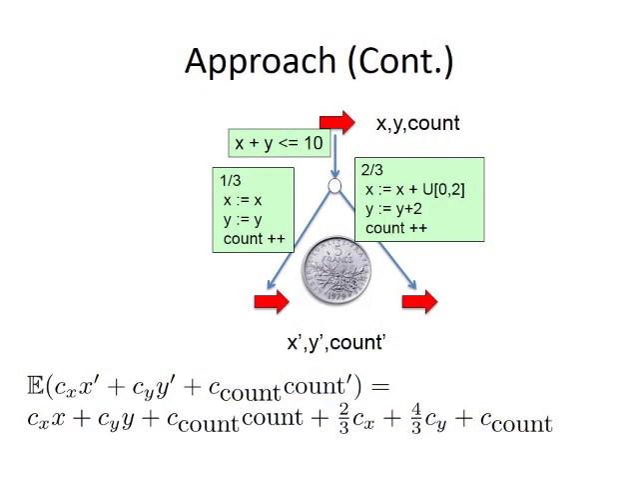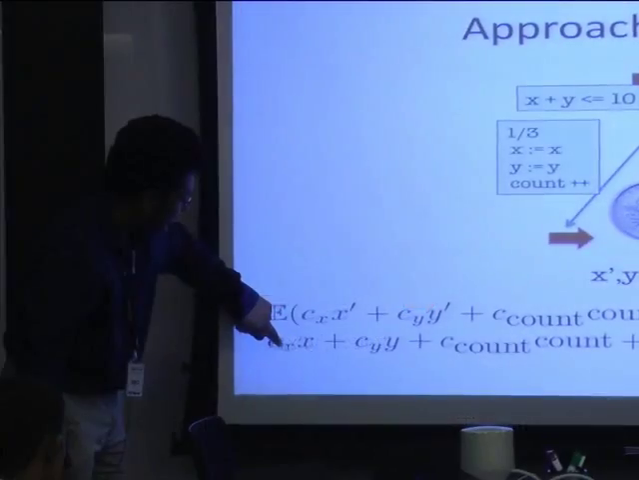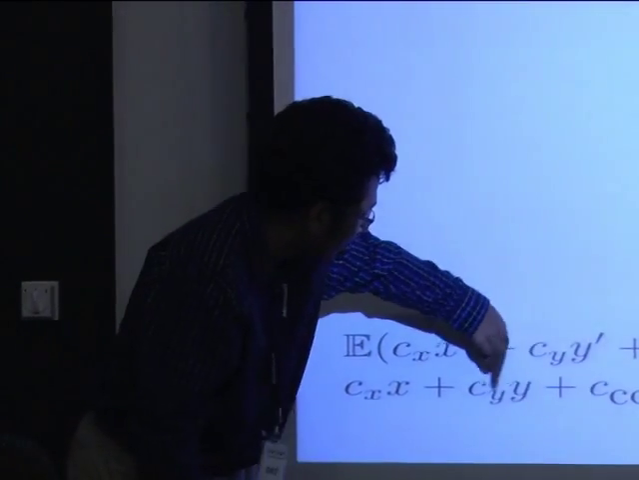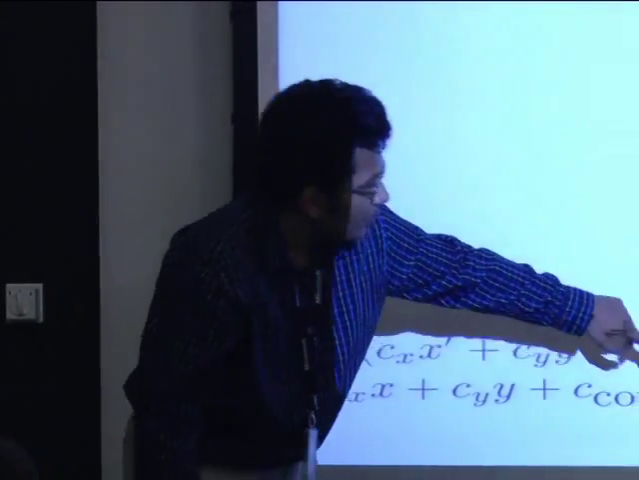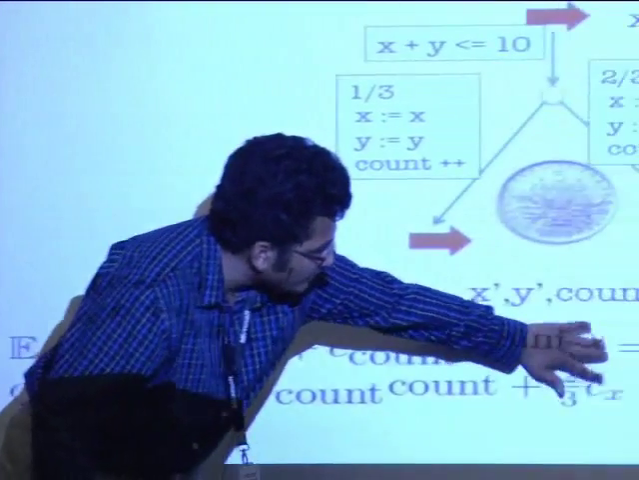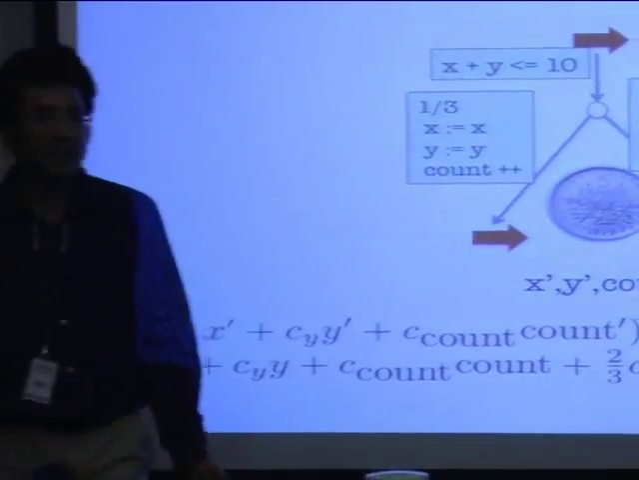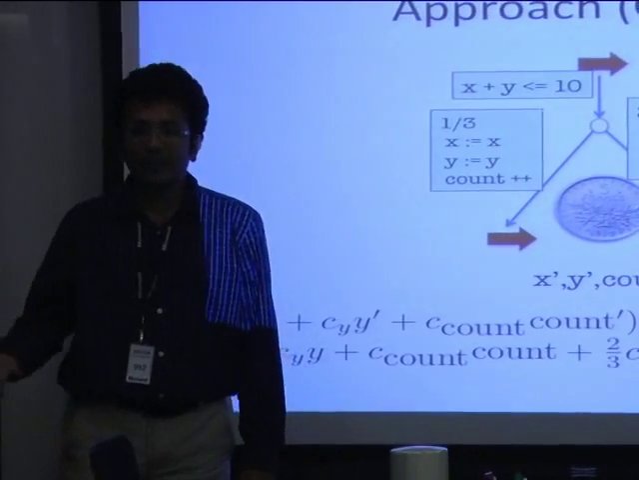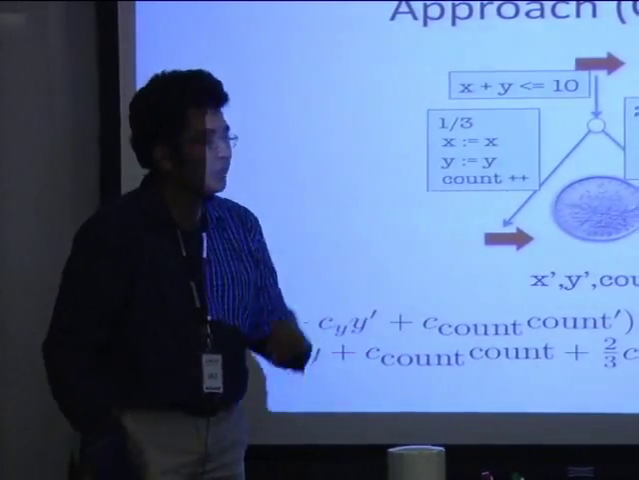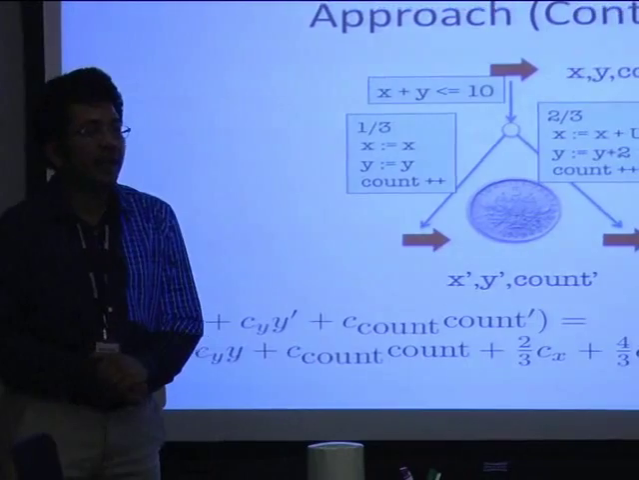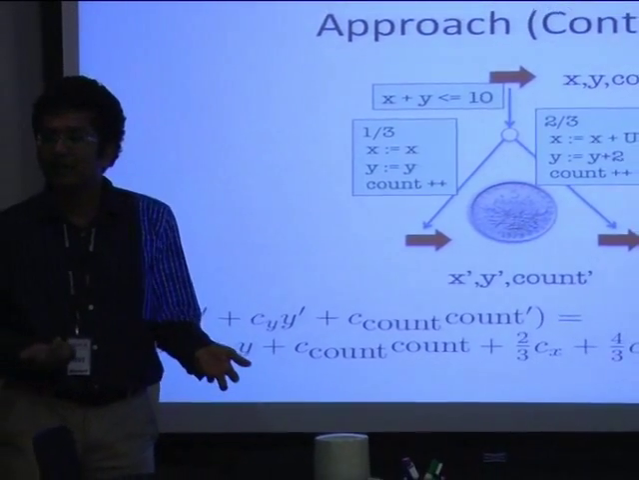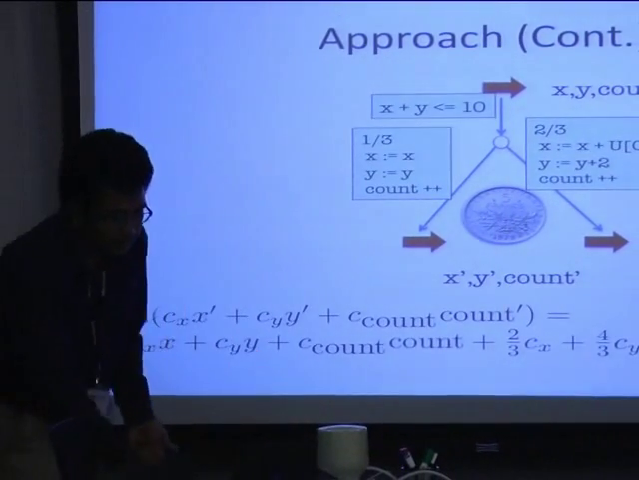And when you do this arithmetic, you get something that looks like this. So you get C_x x', C_x x, C_y y', C_y y, and so on. But you have this extra 2/3 C_x plus 4/3 C_y plus C_count that's sticking along there. Now, if you wish that away, if you say that whole thing is 0 at the end, it will magically become a martingale. Now this can be mechanized.